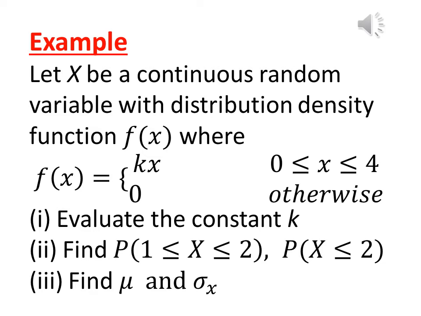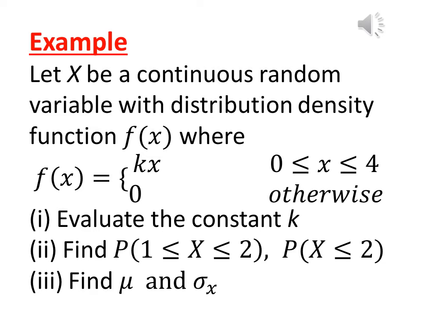First example for continuous random variable. Let x, meaning random variable, be a continuous random variable with distribution density function f of x, where f of x equals kx. What is k? K is a constant for x from 0 to 4 and equals 0 otherwise. First thing, we want to calculate this constant k.